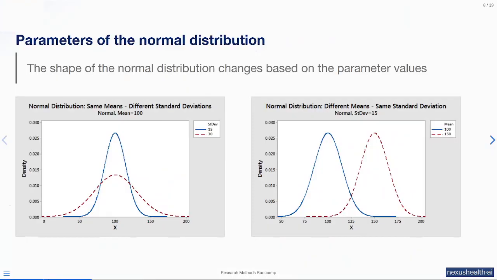albeit they both have the same mean. If we now look at, on the right side of the slide, two normal distributions that have different means but the same standard deviation. We can see that they have similar shapes and heights. However, they are not concurrent. One of them has a higher mean than the other. So the dashed red distribution has a mean of 150 and the blue curve has a mean of 100.